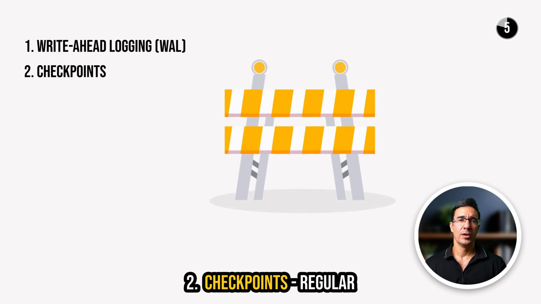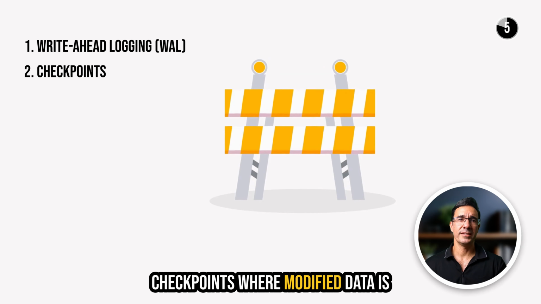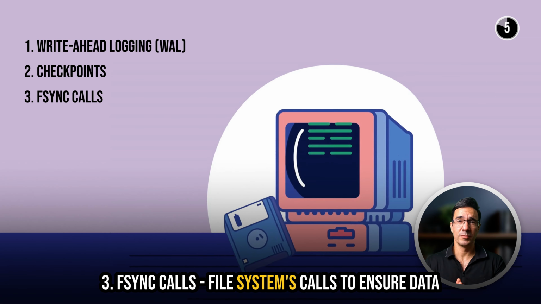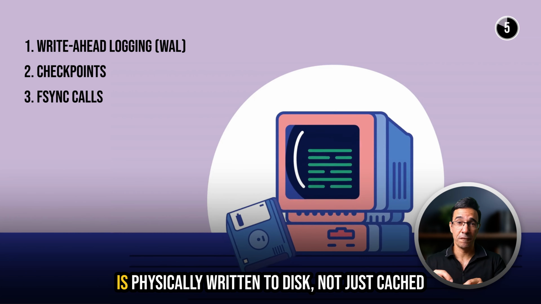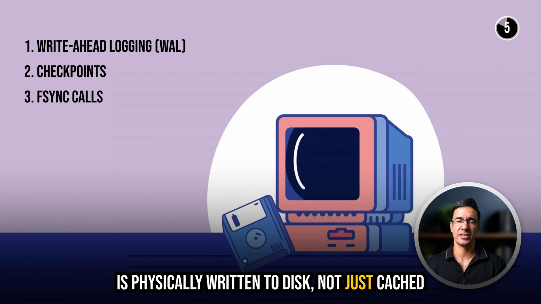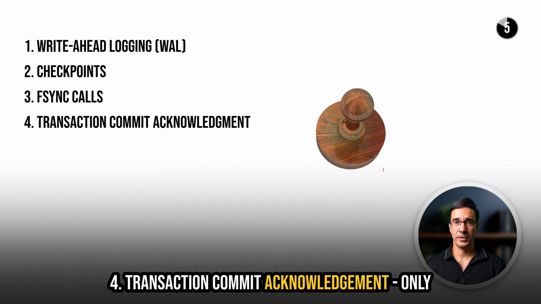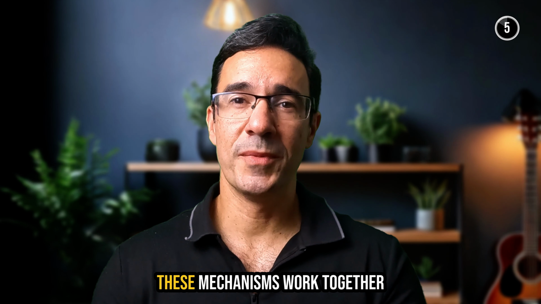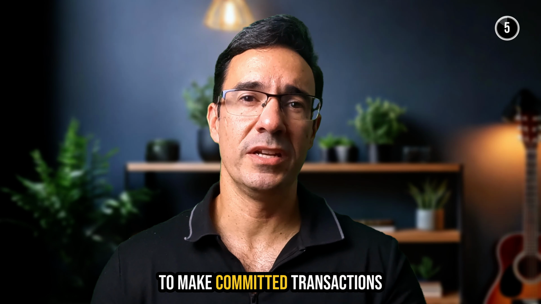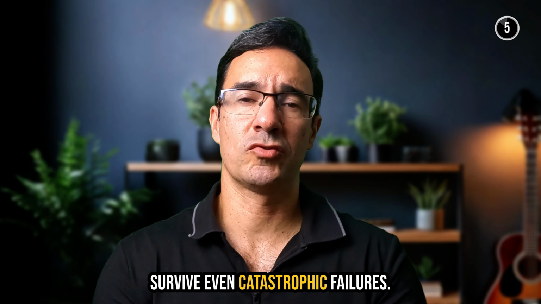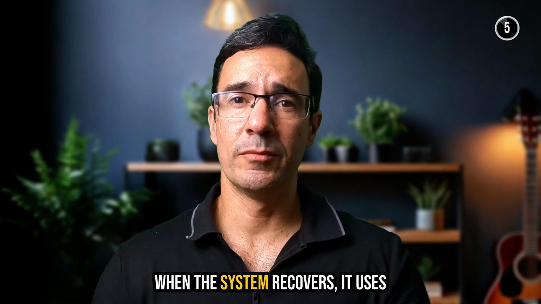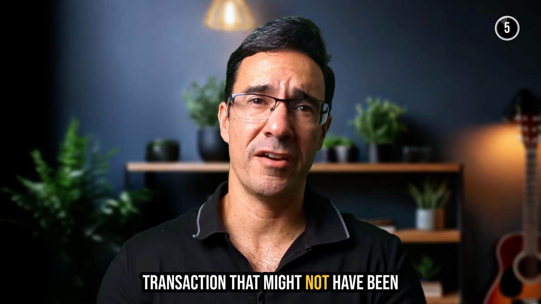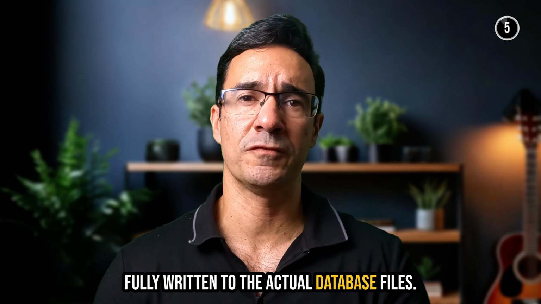Second, checkpoints. Regular checkpoints where modified data is guaranteed to be written to disk. Third, fsync calls, file system calls to ensure data is physically written to disk, not just cached. Fourth, transaction commit acknowledgement only confirms commit after durability is guaranteed. These mechanisms work together to make committed transactions survive even catastrophic failures. When the system recovers, it uses WAL files to restore any committed transaction that might not have been fully written to the actual database files.